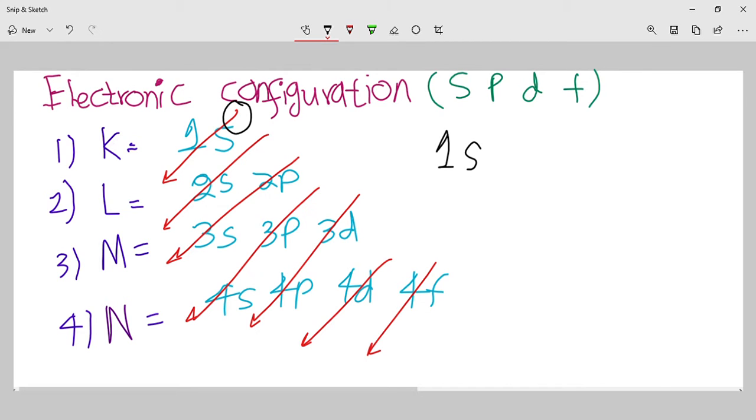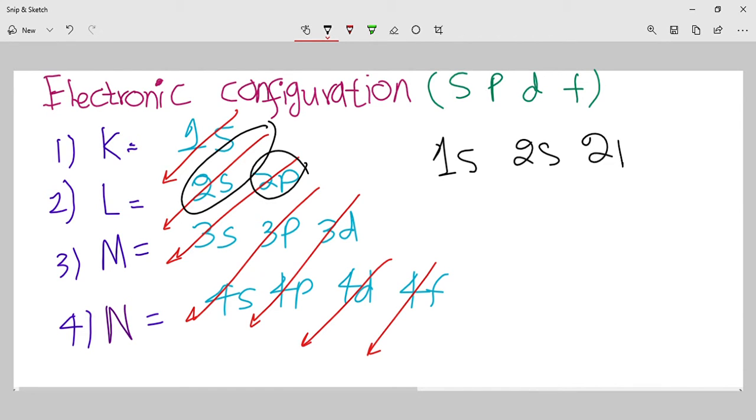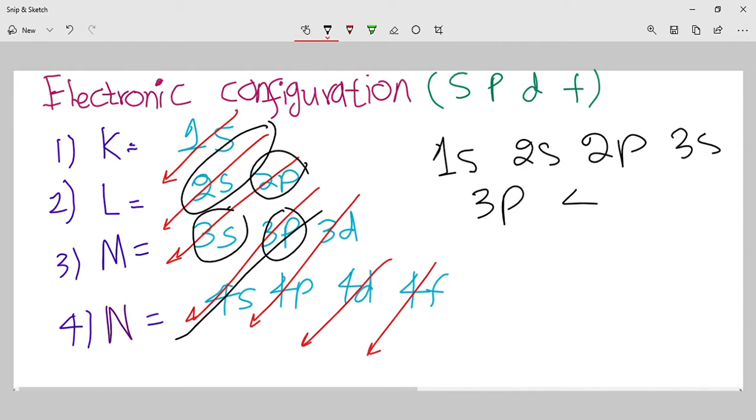Then we will look at the second arrow. The second arrow is here, this 2s one. As we know the first one was in 1s, now the second will be in 2s. Now we look at the third arrow, the first one is 2p, so we will write 2p, and the next is 3s. Now come to this arrow, the first one is 3p and the next is 4s. In this way we are doing the electronic configuration.